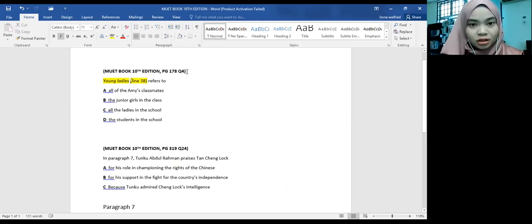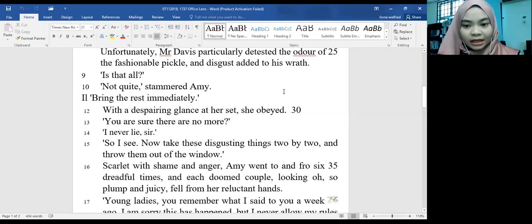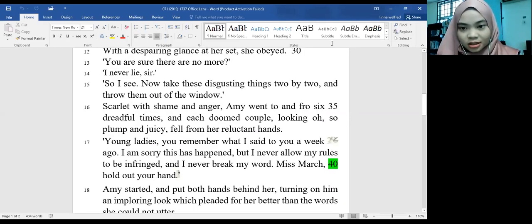So we need to look at the paragraph. Make sure that you see line 38. This is our line 40, so if you count on it, this is our line 38. Here is the mention: young ladies. Young ladies, you remember what I said to you a week ago? I am sorry this has happened, but I never allow my rules to be infringed, and I never break my word. Miss March, hold out your hand.